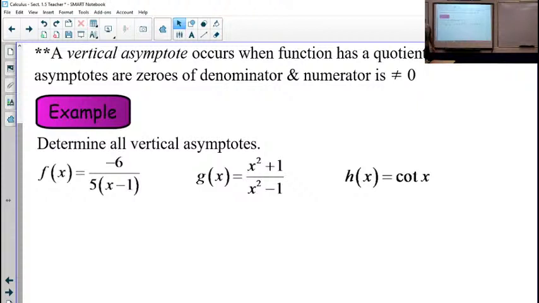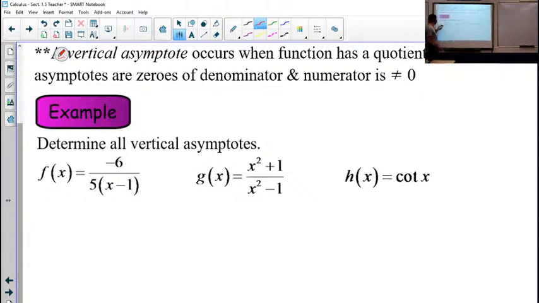Vertical asymptotes are anywhere where the bottom of the function is zero. Anywhere where the bottom is zero. Or more specifically, when the denominator is zero and the numerator is not. We'll talk about what happens when both are zero, which you've actually seen, because it's what we spend a lot of time talking about limits with.